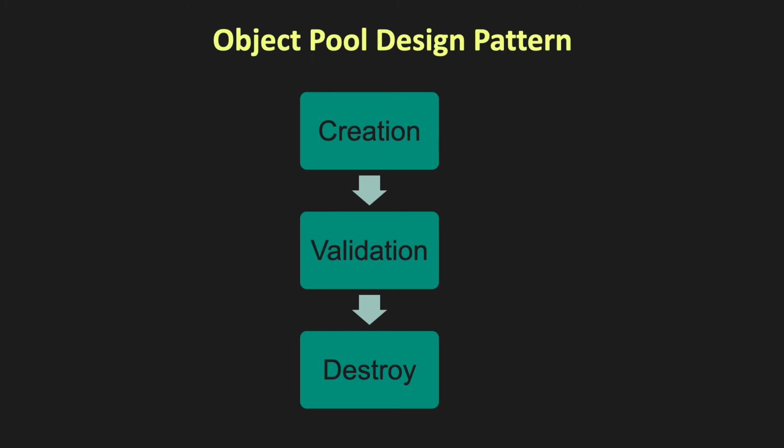The last design pattern that I would like to talk about is the object pool pattern. It is a design pattern which is used in situations where the cost of initializing a class instance is very high. Basically, an object pool is a container which contains some amount of objects. So, when an object is taken from the pool, it is not available in the pool until it is put back. Objects in the pool have a life cycle which involves three stages mainly: creation, validation, and destroy.